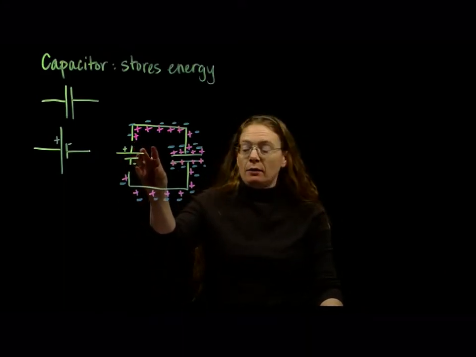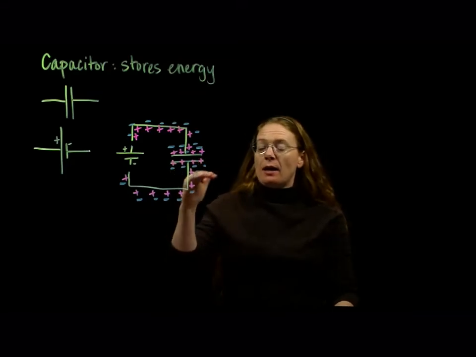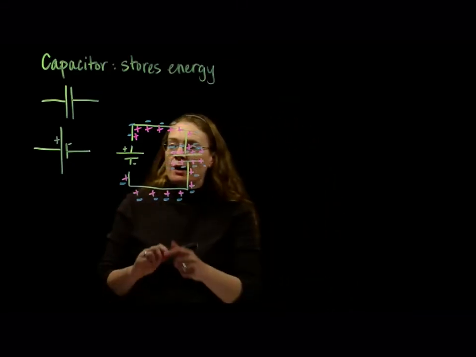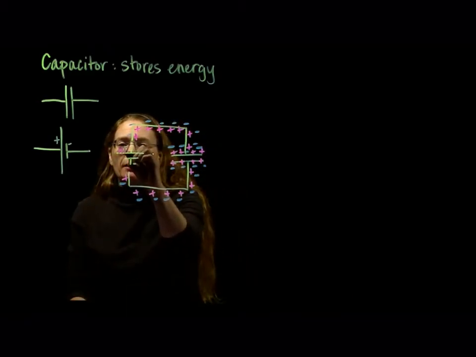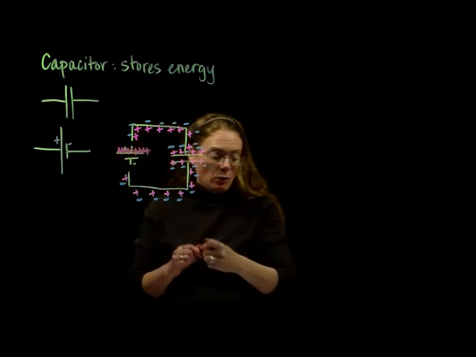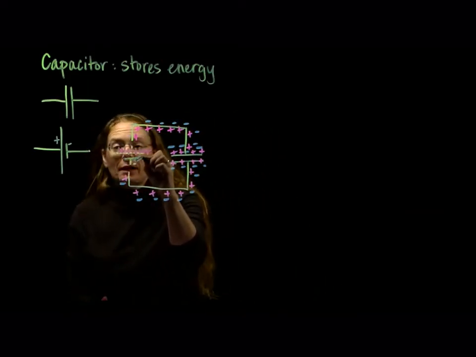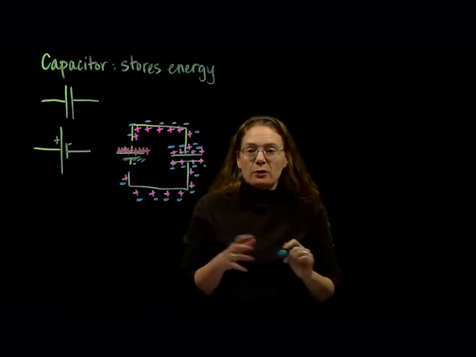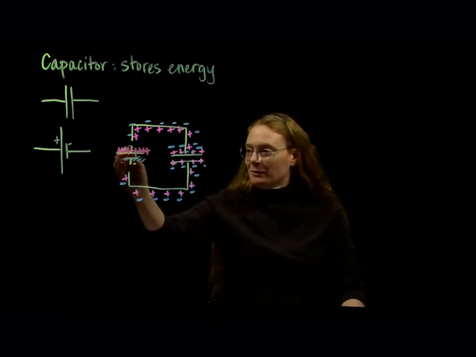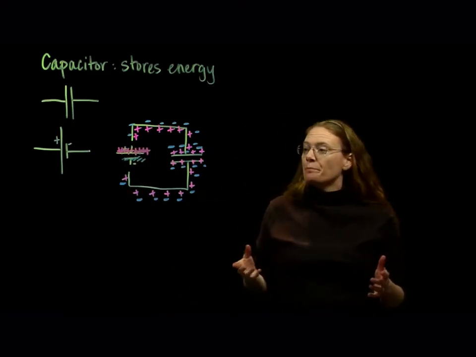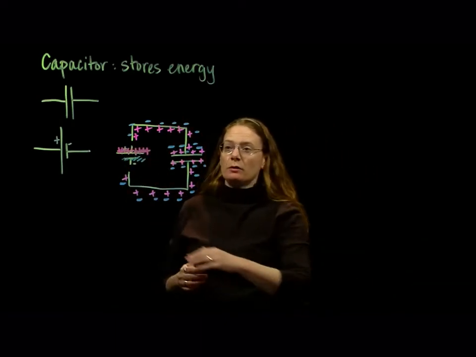The battery's job is to provide a constant voltage, a constant potential difference or pressure difference. The positive end of the battery is just crowded. It's loaded with a whole bunch of extra positives. The negative end has lots of extra negatives. So the battery's job is just to keep this going. Lots of positives here, lots of negatives here. Before we hook it up, this is what the situation looks like.